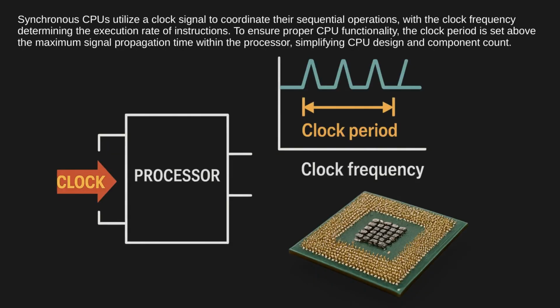Synchronous CPUs utilize a clock signal to coordinate their sequential operations, with the clock frequency determining the execution rate of instructions. To ensure proper CPU functionality, the clock period is set above the maximum signal propagation time within the processor, simplifying CPU design and component count.